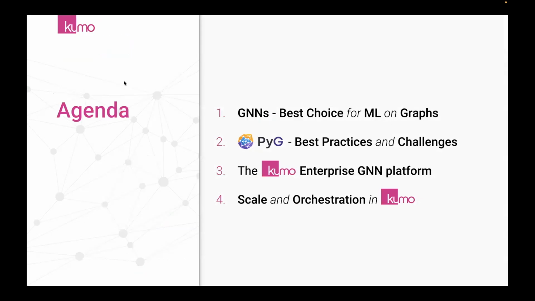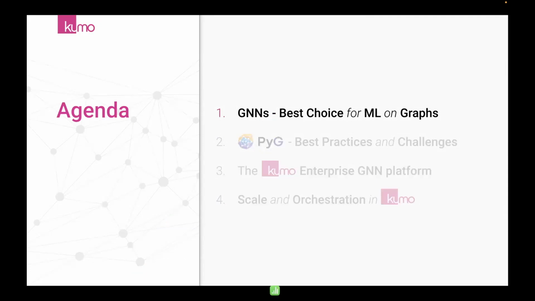So let me quickly cover what we'll talk about. I'll spend the first part of the session talking about graphs and graph neural networks and how you can properly perform deep learning on them to maximize the value of the data. Matthias is going to talk about PyG, which is the best open source framework for building GNNs. We'll share some best practices and challenges in using PyG. And then we'll finish off discussing Kumo, which is the fastest, easiest way to productionize GNNs at any scale. And we'll cover any algorithmic approaches and production tooling that can make you successful. So Manan will cover scale and orchestration.